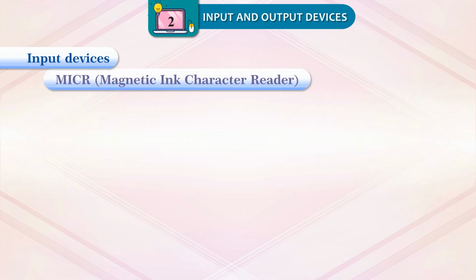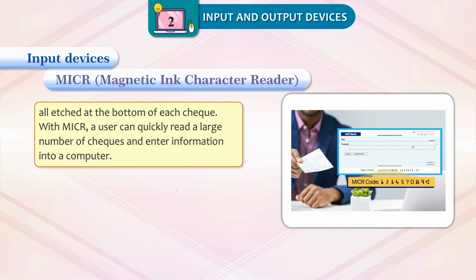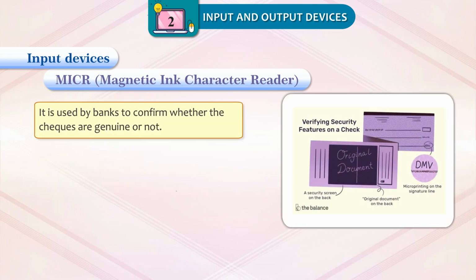MICR, Magnetic Ink Character Reader. MICR reads characters printed at the bottom of checks. Important information like the branch code, city code, etc. is all etched at the bottom of each check. With MICR, a user can quickly read a large number of checks and enter information into a computer. It is used by banks to confirm whether the checks are genuine or not.